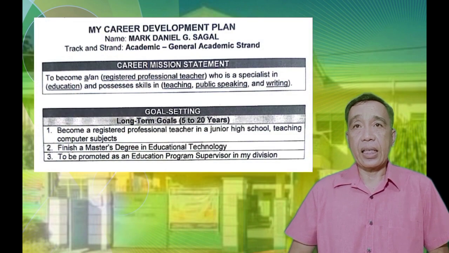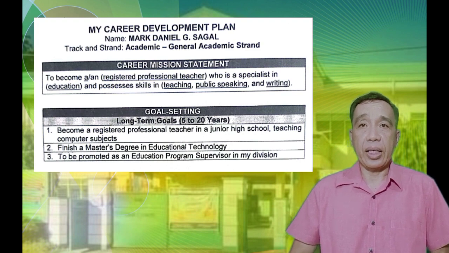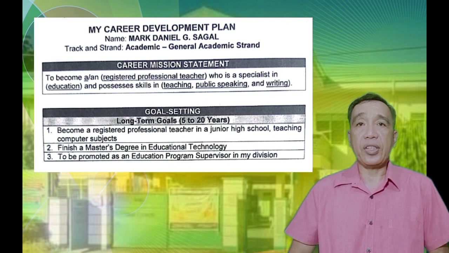I have here a sample career development plan of Mark Daniel G. Sagan. His track is the general academic track. Career mission statement: to become a registered professional teacher who is a specialist in education and possesses skills in teaching, public speaking, and writing. Goal setting: long-term goals, 5 to 20 years.